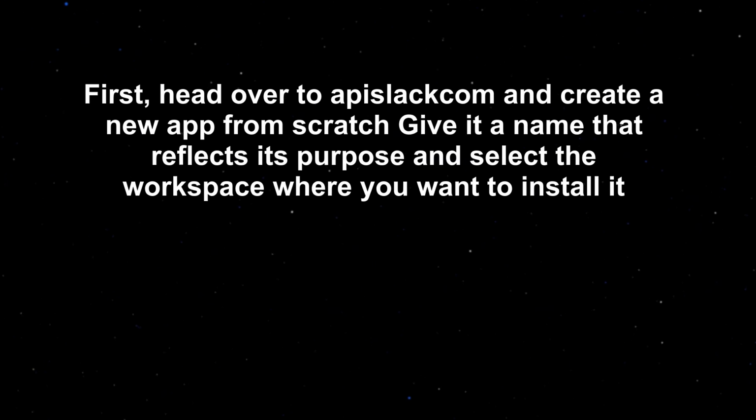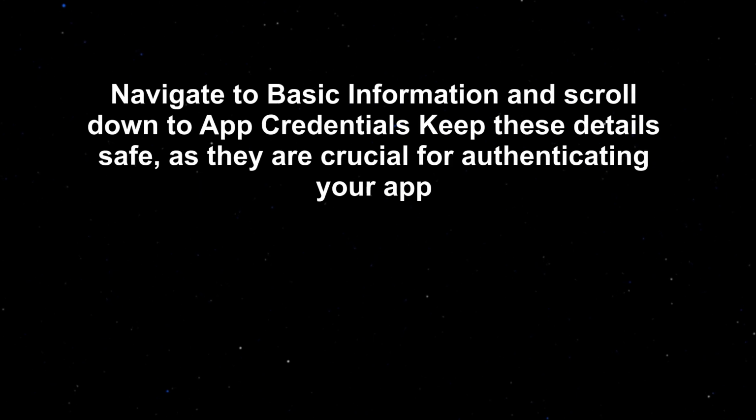First, head over to OAuth and create a new app from scratch. Give it a name that reflects its purpose and select the workspace where you want to install it. Navigate to basic information and scroll down to credentials. Keep these details safe, as they are crucial for authenticating your app.